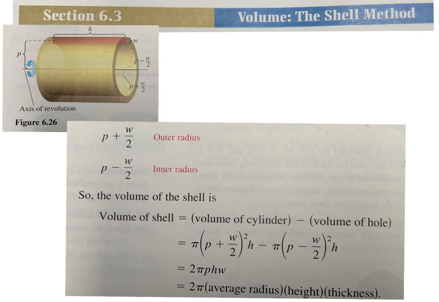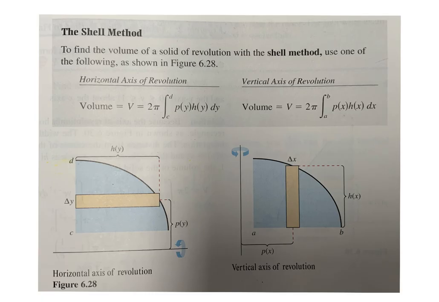So while the disk method did pi r squared, this one does 2 pi r pretty much. So you're doing kind of a summation of the surface areas versus a summation of the volumes. So instead of pi r squared, you're using 2 pi r, which is where they come up with the formula here. The shell method. The shell method is going to be exactly opposite of the disk.